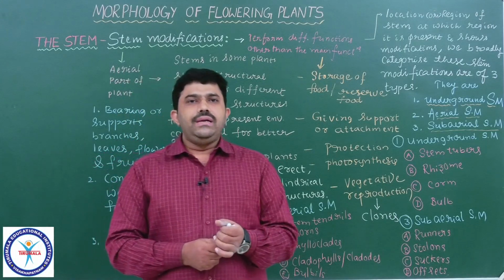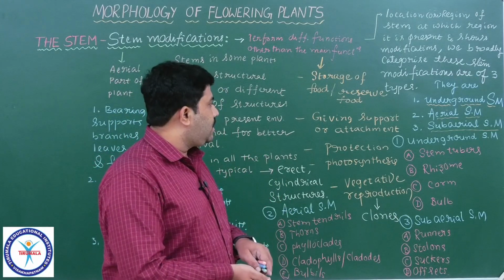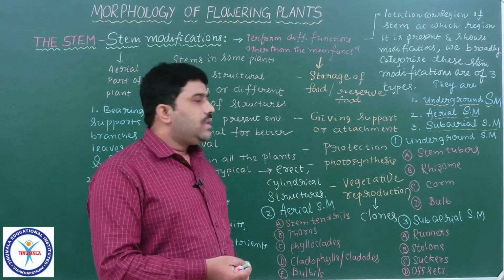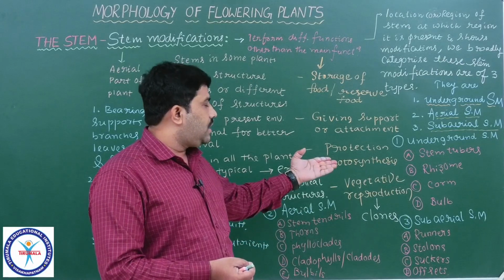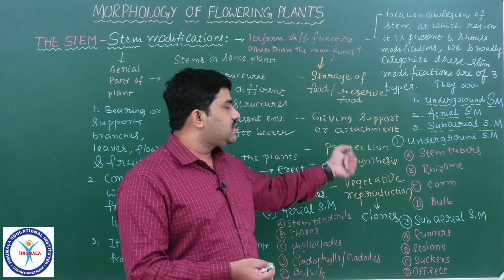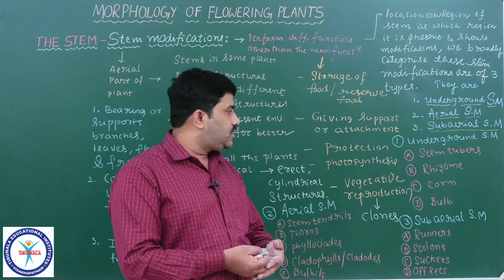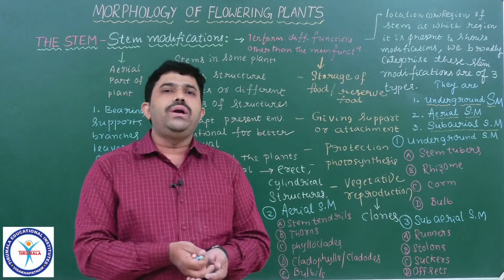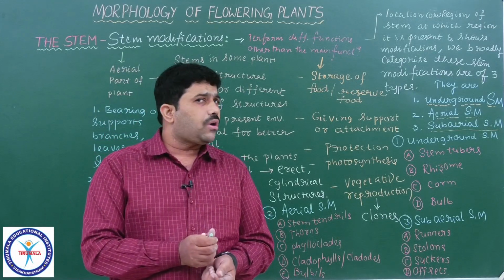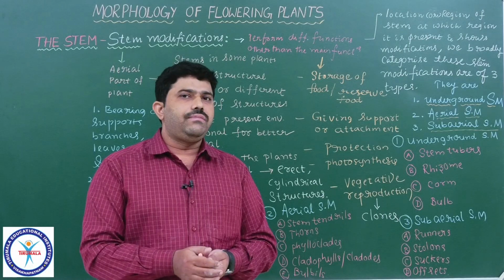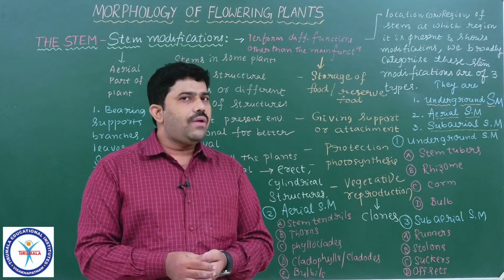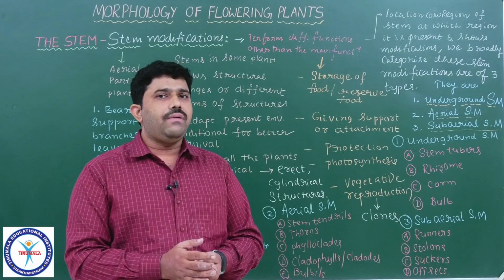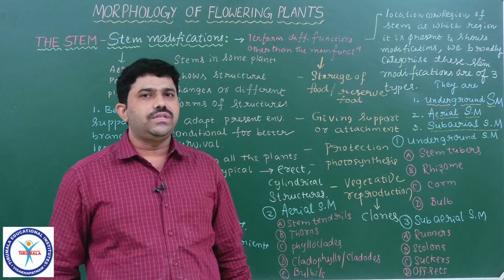So it is better to discuss in detail each and every type of stem modification that we have. We start our discussion with underground stem modifications like stem tubers. Next we go for rhizome, next corm, next bulb. Like that, sequentially and systematically, we are going to discuss all the types of stem modifications that we have. Now you got the point, students. Now have a look at all the different stem modifications that we have. So we start our discussion with the underground stem modification.